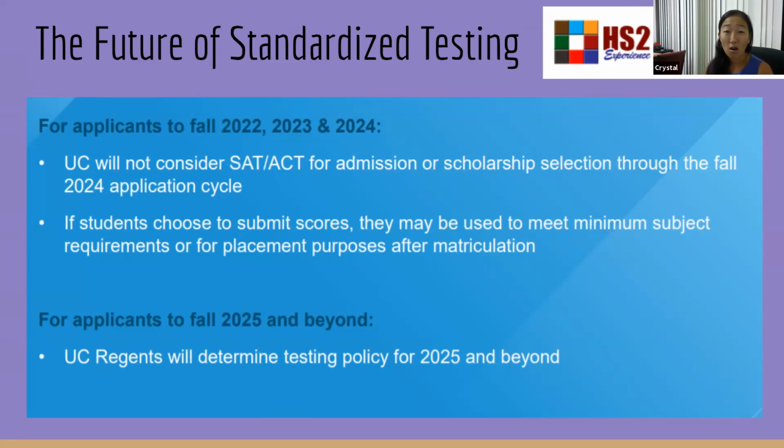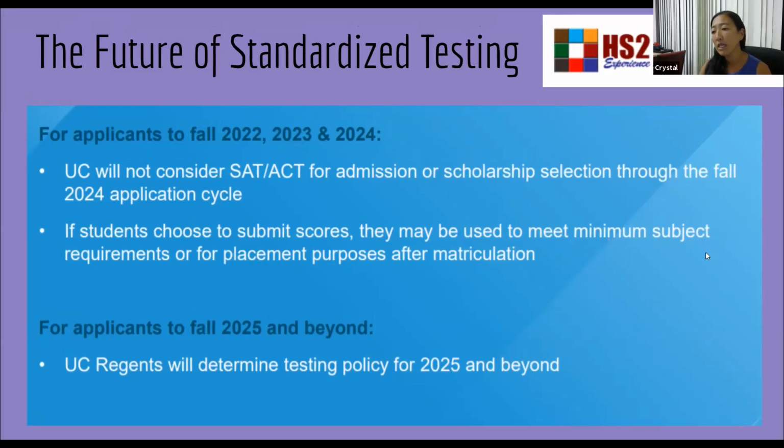In fact, they've already all committed to being completely test blind, at least through the fall 2024 application cycle. They did say that if you choose to submit your scores, they could be used to meet minimum subject requirements or for placement tests or placement purposes.